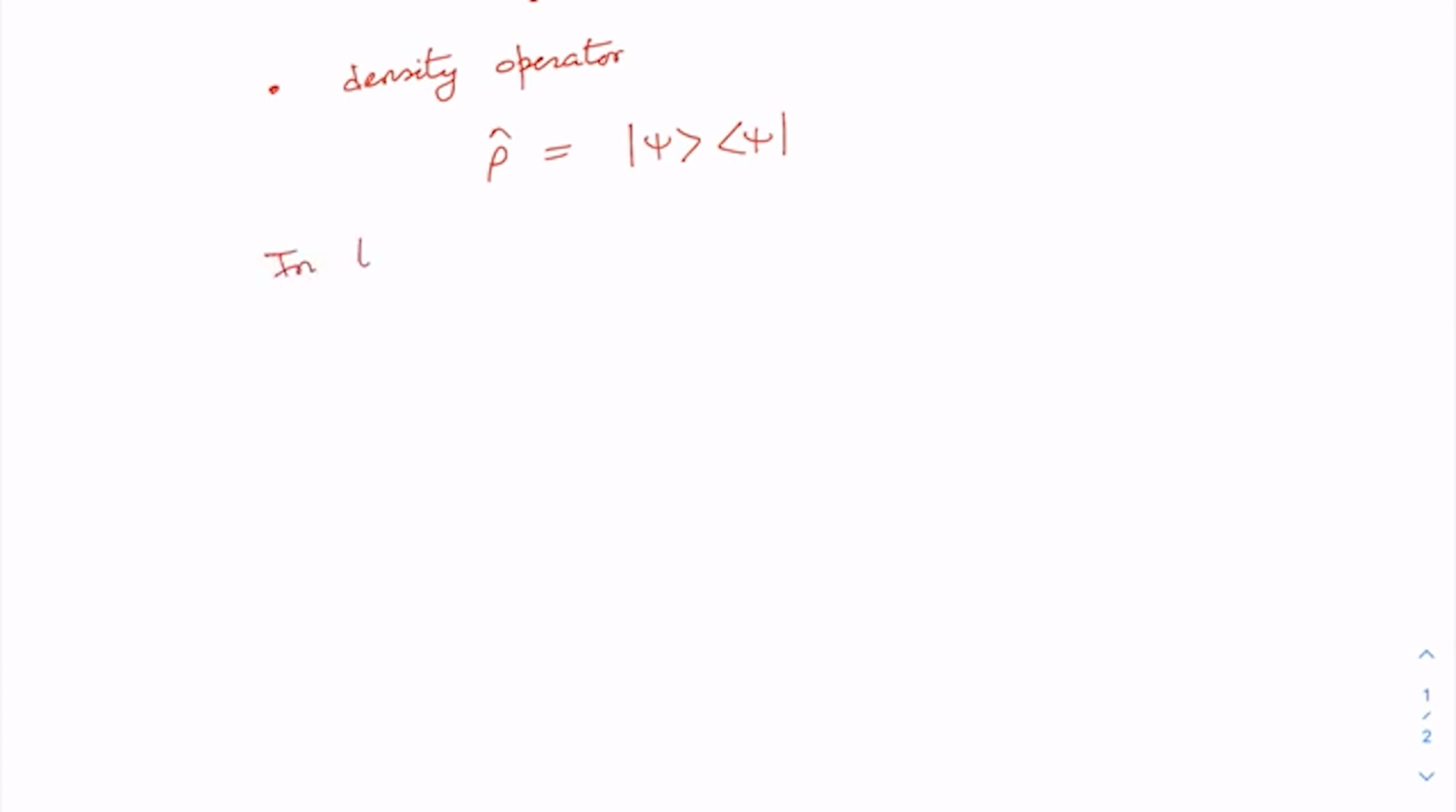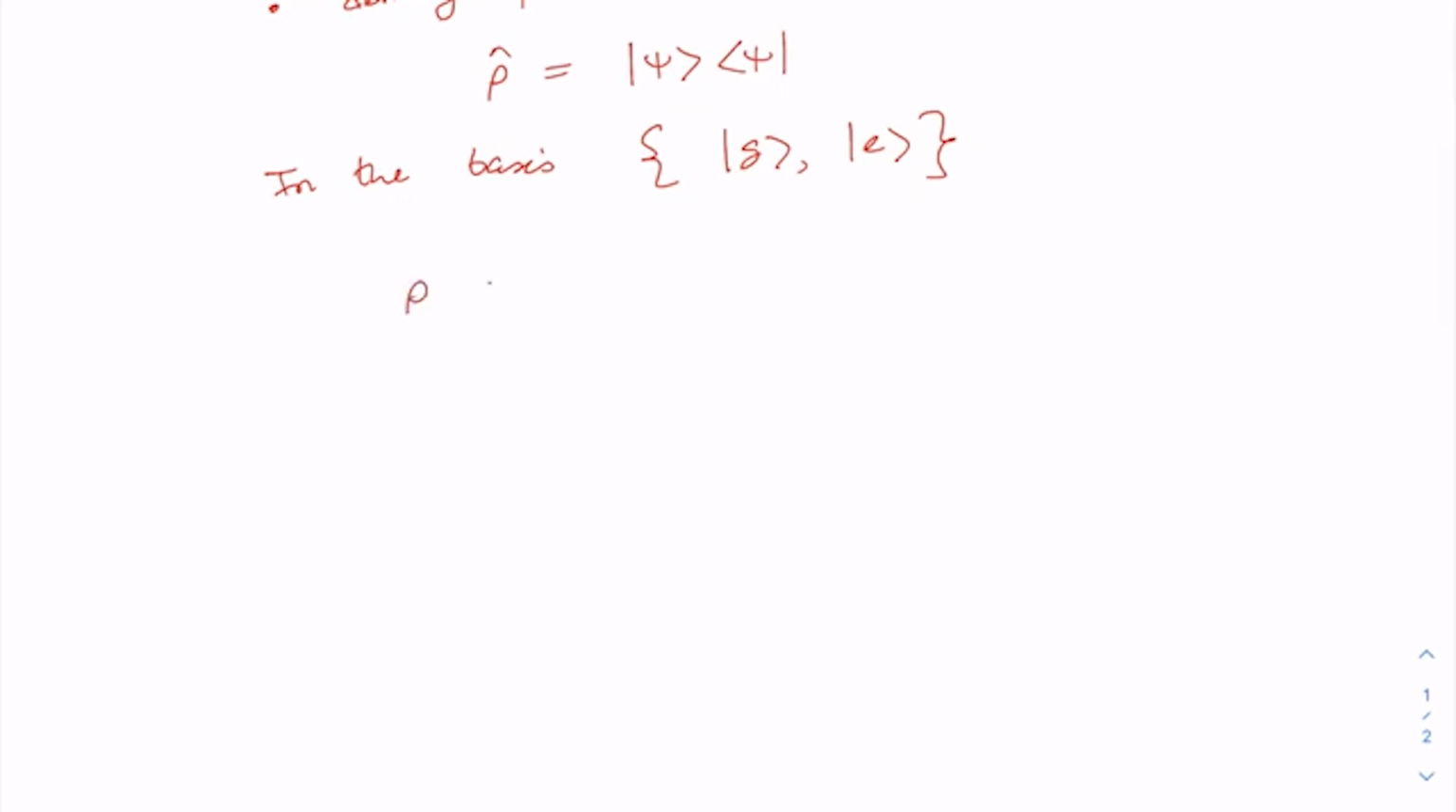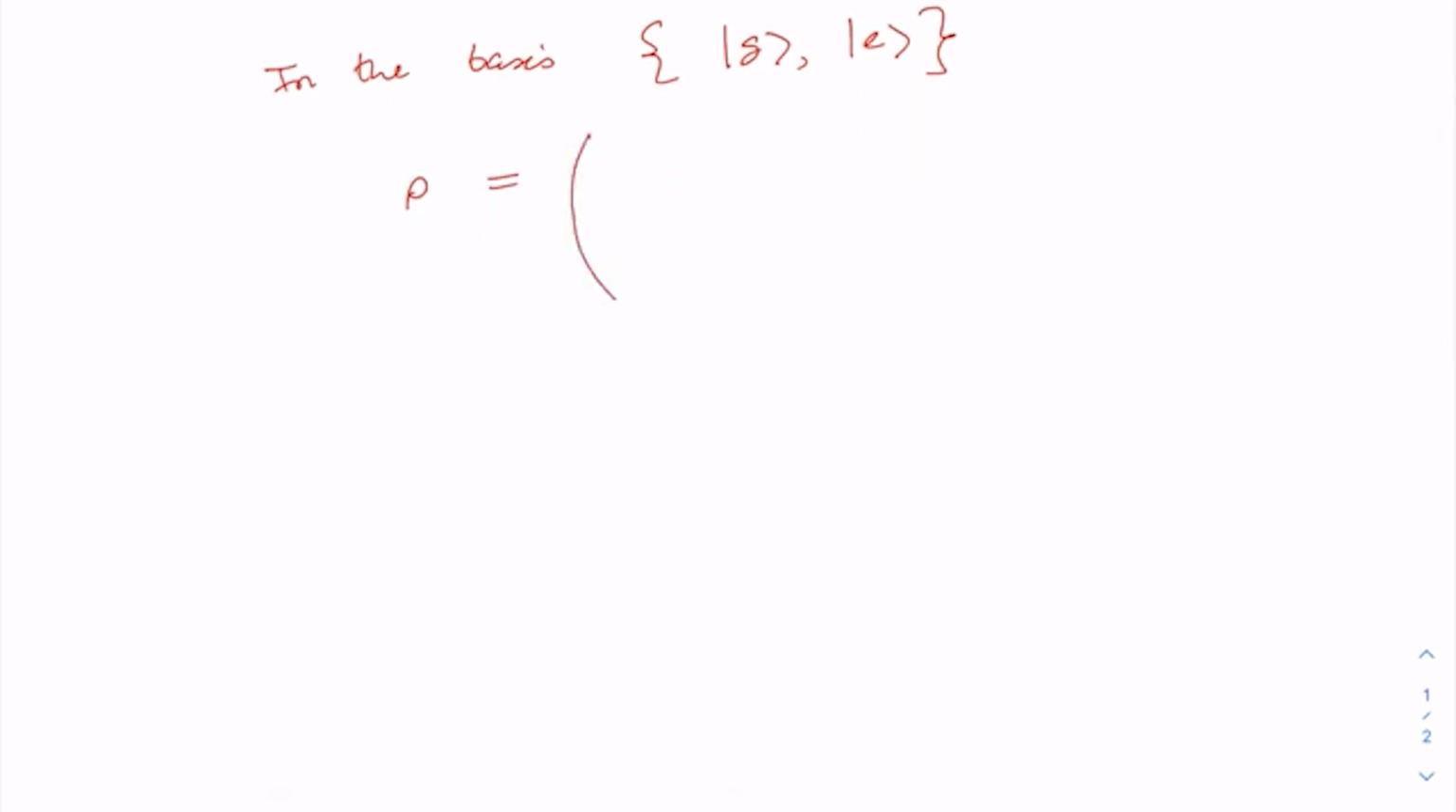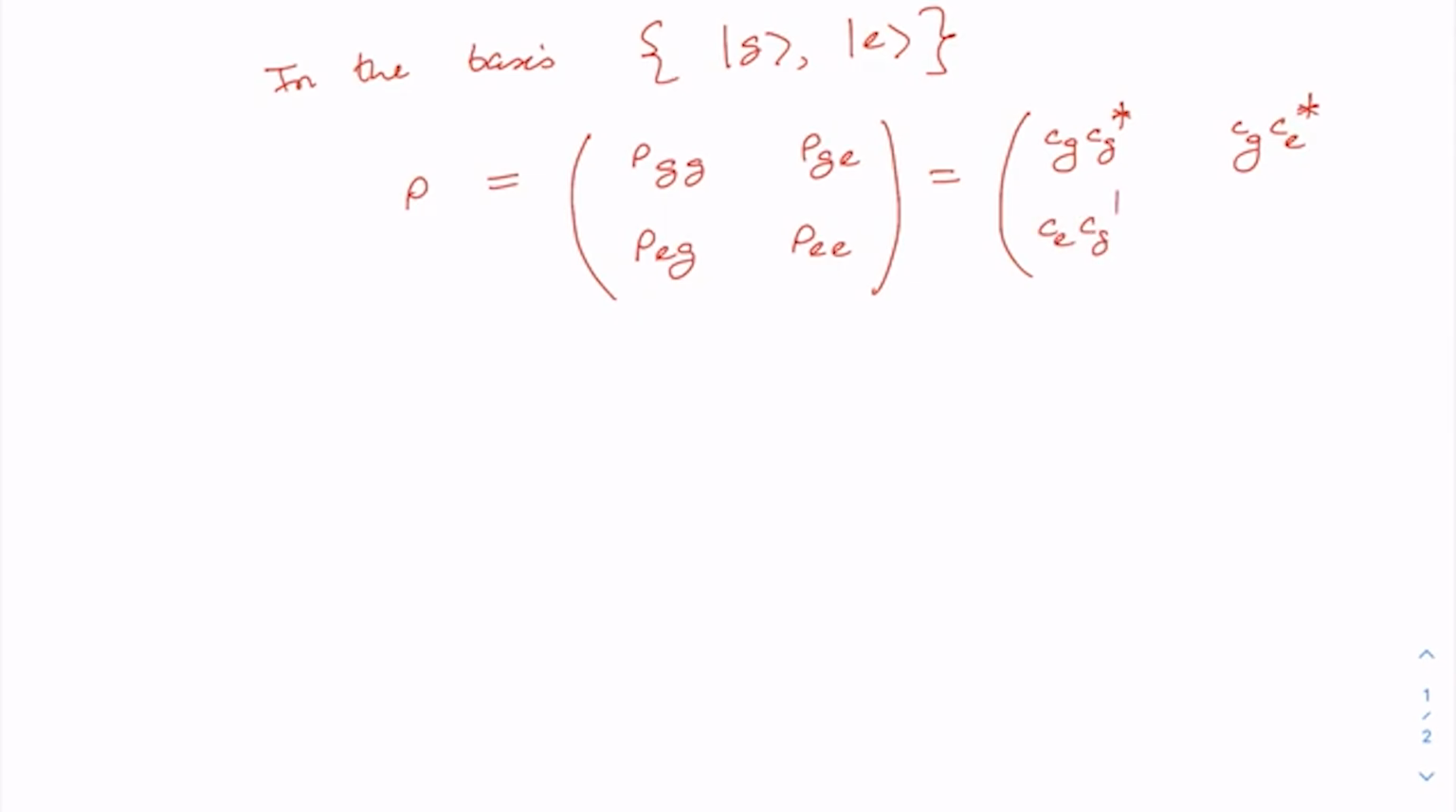And in the basis ket Z and ket E, this density operator can be represented by this matrix rho, where the matrix elements are rho ZZ, rho ZE, rho EZ, and rho EE. And in fact, in terms of the coefficients, rho ZZ is equal to CZ CZ star, rho ZE is CZ CE star, rho EZ is CE CZ star, and this one is CE CE star. Okay, and we also learned about the physical meaning of these density matrix elements.